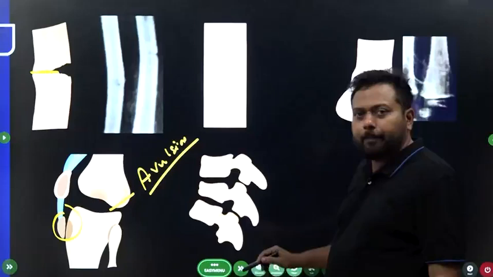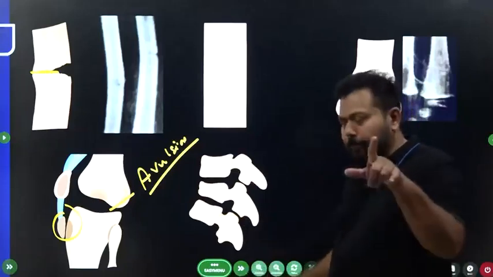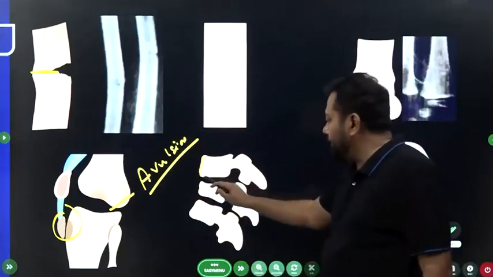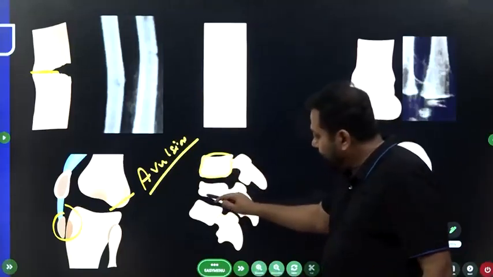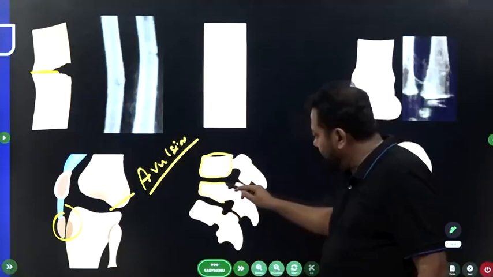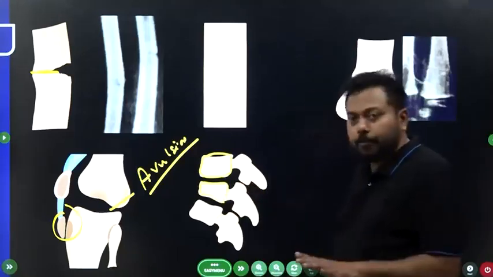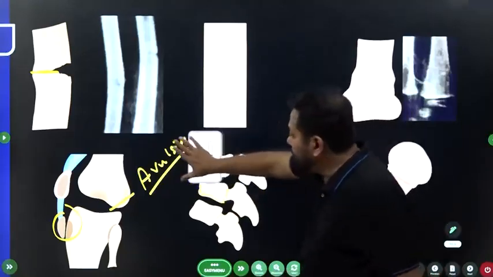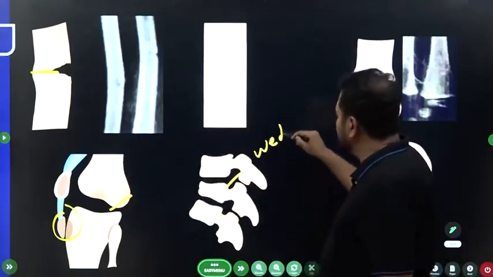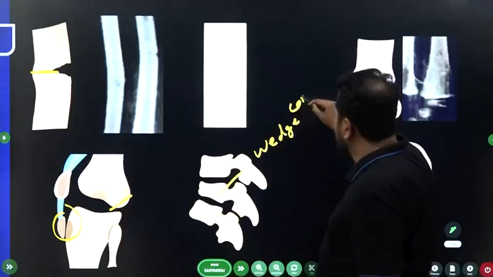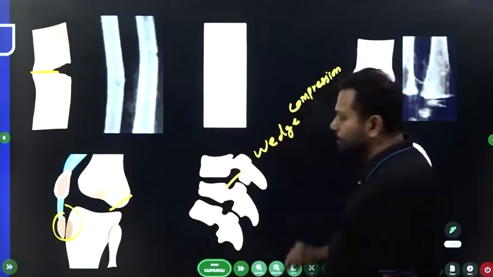Look at the fourth atypical fracture. Classically, this happens in the vertebra. The normal shape of a vertebra is rectangular or square. What happened here? The shape became a wedge. So this is called a wedge compression fracture.